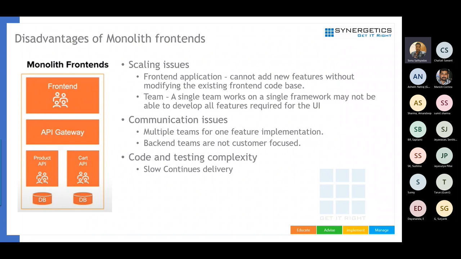Another thing is code and testing complexity. If we are building the entire UI as a single project, which is consuming multiple backend APIs, because a single frontend application is consuming all the backend services like product API, cart API, order API, identity API. So every API is consumed from a single frontend application. So it will be difficult to implement the testing, and it will slow down the application delivery.